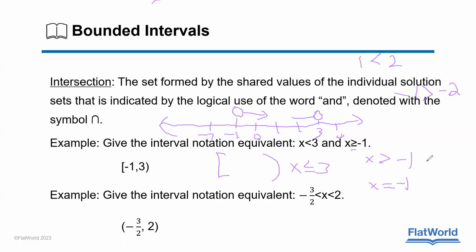But because of this equality, we're going to shade inside here, because x is also at -1. X is at -1, but also greater. X is not at 3, but it's less. So x is between this interval. So these are the questions on the homework with the closed circle and the open circle.